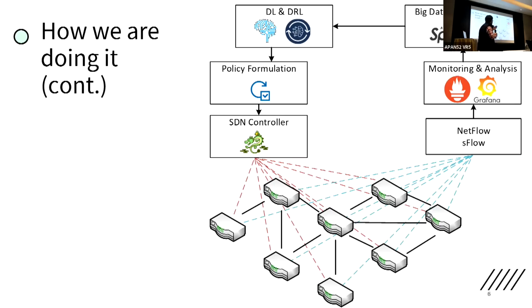After that, the processed data from the big data processing model will be used by the deep learning and deep reinforcement learning models, and the deep reinforcement learning output of policy formation is then given to the policy formulation part, which forwards the policy to the SDN controller, and the SDN controller deploys the policy over the network. So this is how we are doing it.